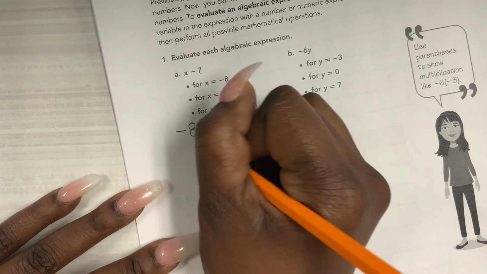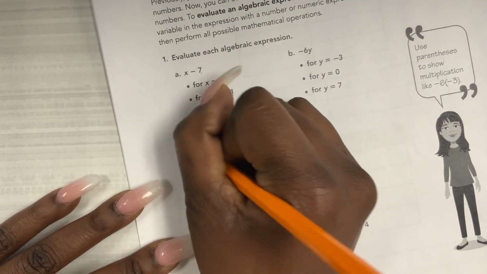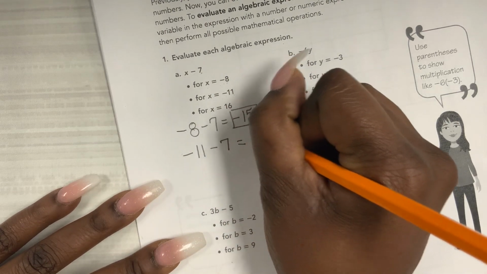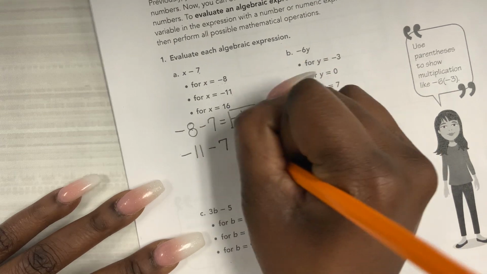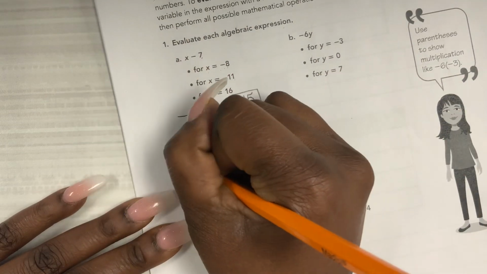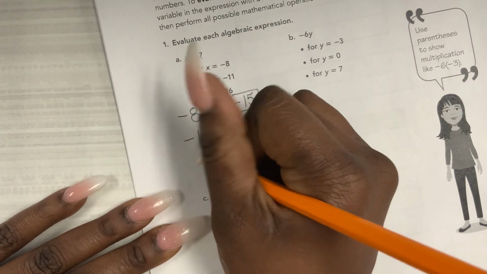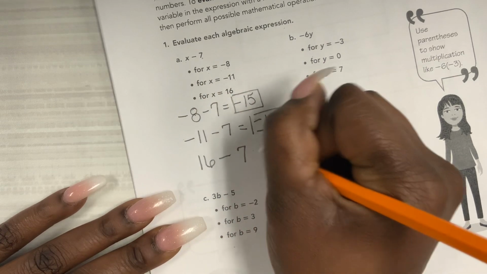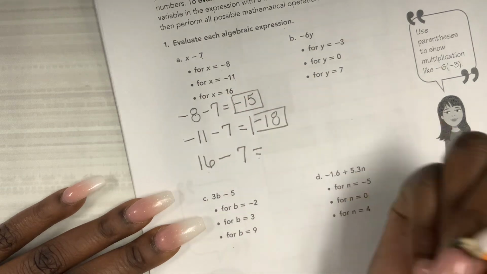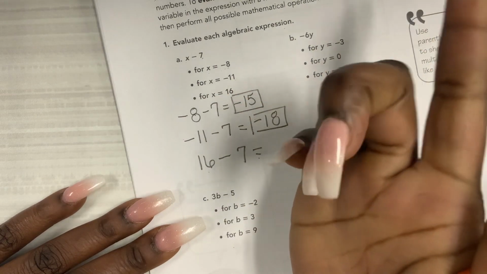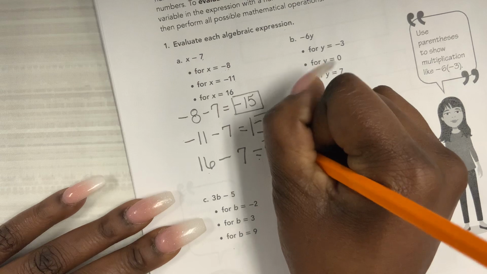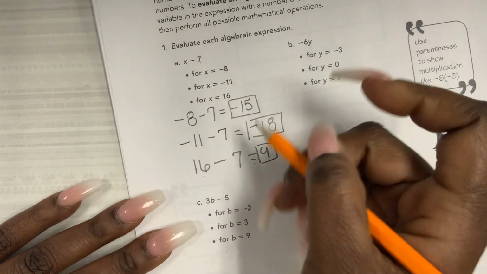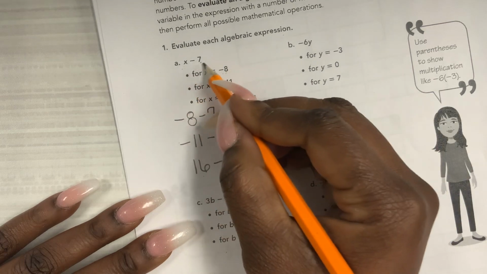Now the next one, instead of x, they want us to use negative 11 minus 7. And that equals negative 18. Then they want us to use 16 for x. 16 minus 7, 7, 8, 9, 10, 11, 12, 13, 14, 15, 16. Yes, I did count on my fingers because you can use the manipulatives God gave you, and that's your fingers, honey. So I just solved all those using this expression.